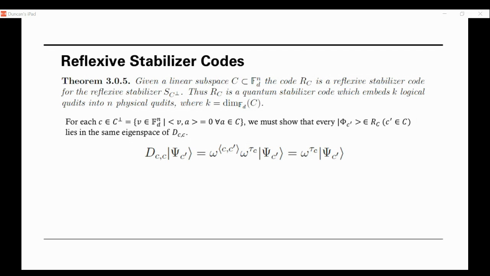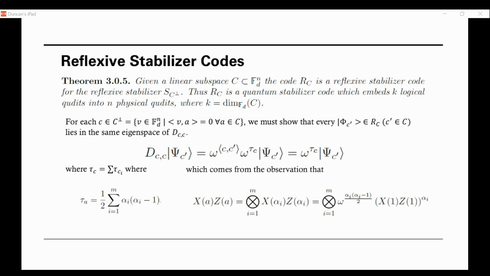And so if we want to show that they're in the same eigenspace, you just apply it. You'll notice that what we end up with here, this omega to the tau_c, does not depend on the c prime. And just to give a little bit more detail if you're interested, that's where this tau sub c is coming from. It does not depend on our c prime, so we can see that this is indeed a stabilizer code.